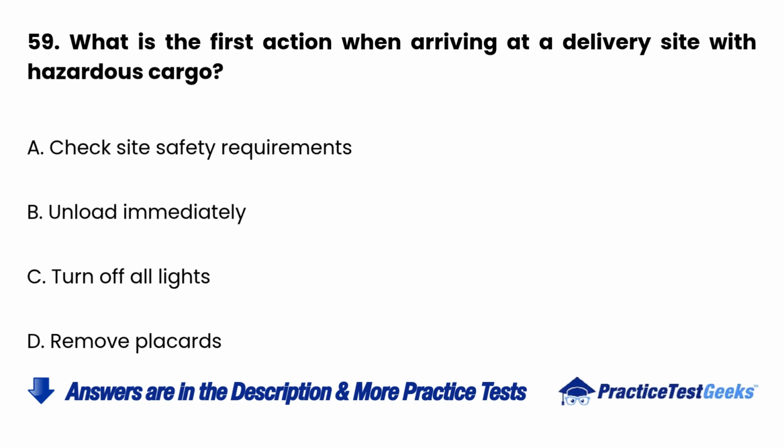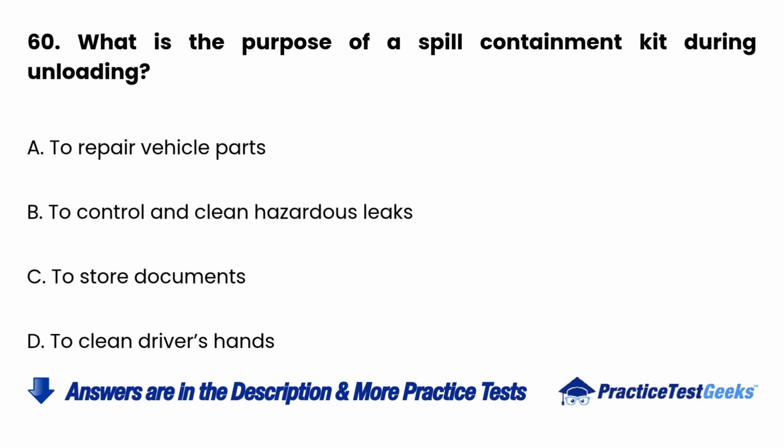59. What is the first action when arriving at a delivery site with hazardous cargo? A. Check site safety requirements. B. Unload immediately. C. Turn off all lights. D. Remove placards. 60. What is the purpose of a spill containment kit during unloading? A. To repair vehicle parts. B. To control and clean hazardous leaks. C. To store documents. D. To clean driver's hands.